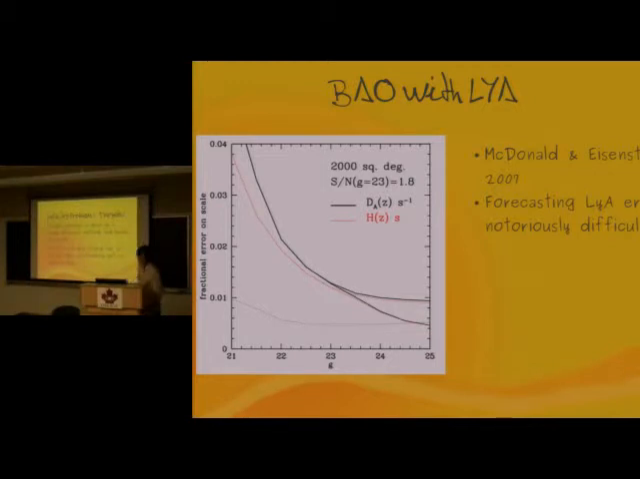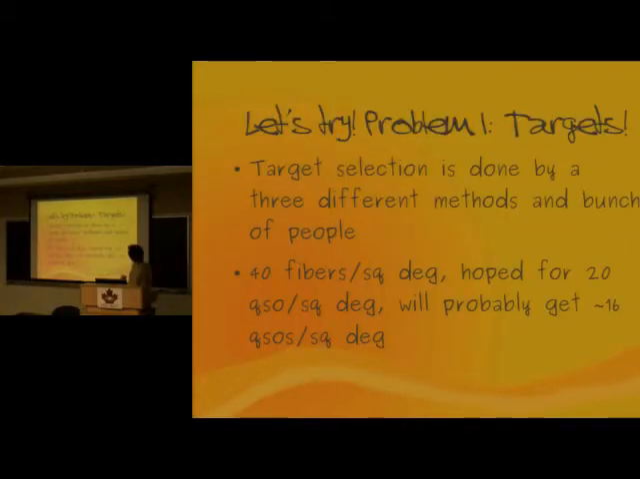So now that we have BOSS taking real data, let's try to actually do it, right? The first thing is trying to get targets from the data. Target selection is essentially done by 3 different methods and a bunch of people. It turns out to be much more difficult than I expected. The fiber budget is about 40 fibers per square degree. Initially we hoped for around 20 QSOs per square degree, with about 50% efficiency in selecting targets. But I think we will essentially end up getting just around 16 quasars per square degree.